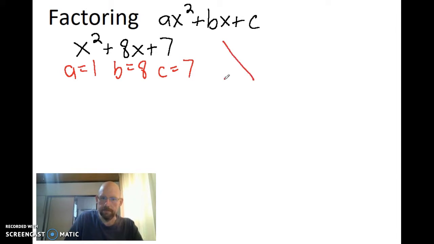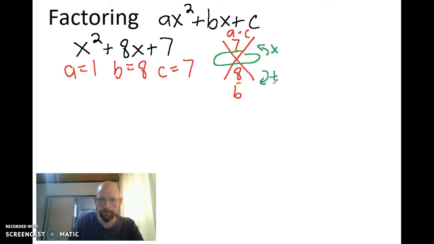So with this x method, we're going to have this big X. On top, we're going to have a times c. On the bottom, we're going to have b. So a times c, 1 times 7 is 7, and b is 8. Easy way to remember: b, bottom, b is on the bottom. So what we're looking for are two numbers that will multiply to the top number and add to the bottom number.